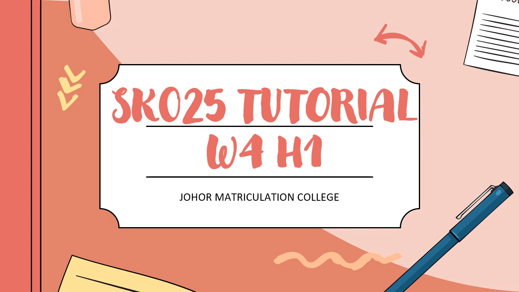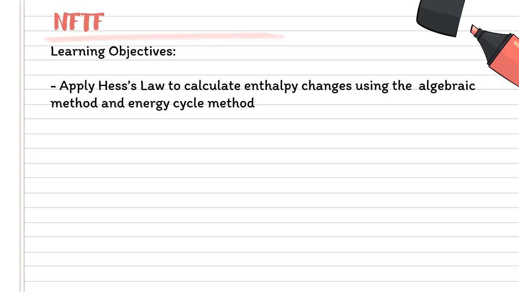In this video, we're going to discuss our week 4 tutorial for both NFTF and FTF questions for subtopic 2.3 Hess's law. The learning objective for non-face-to-face questions is for you to apply Hess's law to calculate enthalpy changes using the algebraic method and also the energy cycle method. So basically, these two methods will give you exactly the same answer.